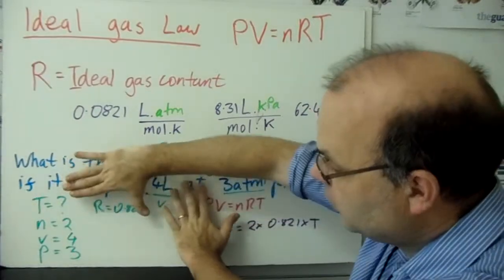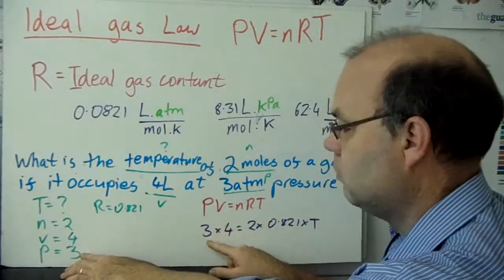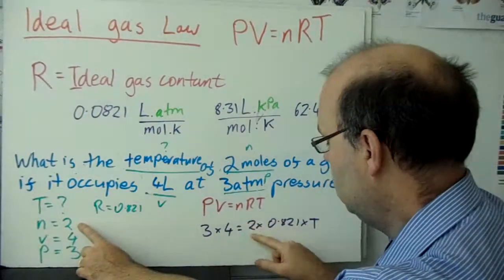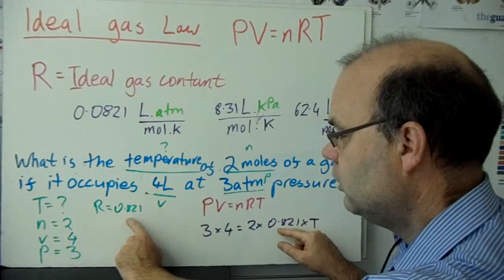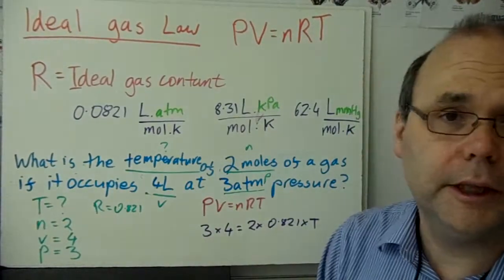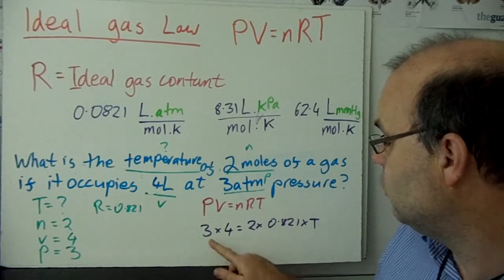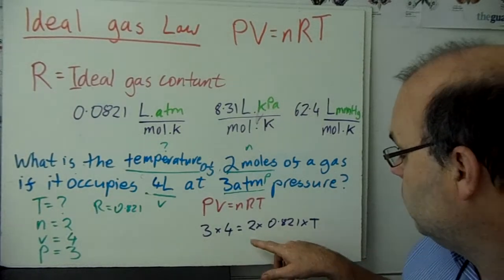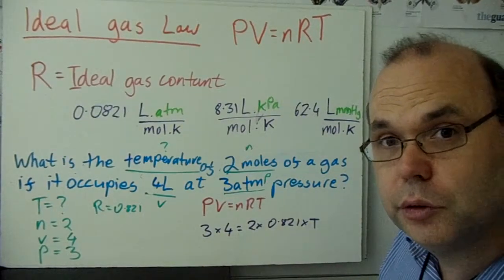So now I've listed everything I need. I write out my formula. P 3, V 4, N 2, R 0.821, T don't know, T. And then I just solve it. It's just algebra. I'd simplify it first. I'd multiply the 3 times the 4 and get 12. 2 times 0.821 is 1.642 times T, and then divide both sides by the 1.642.